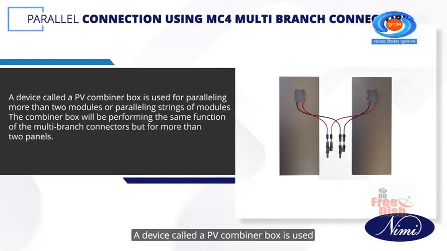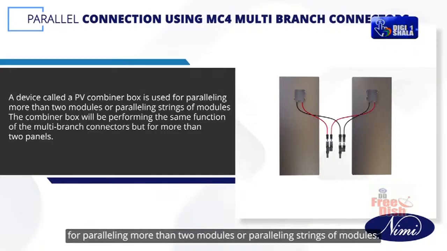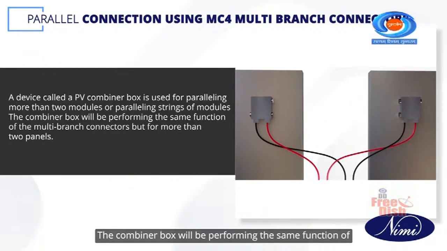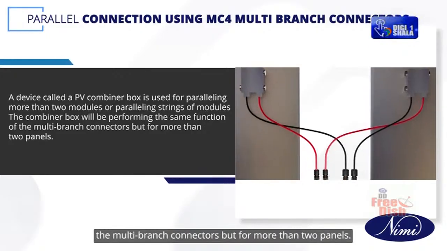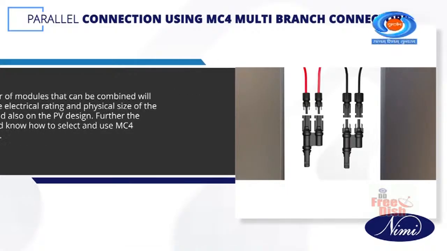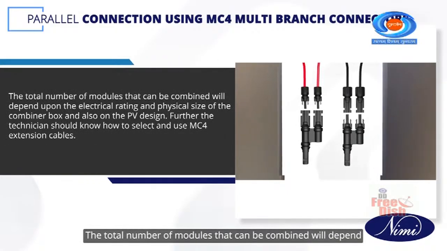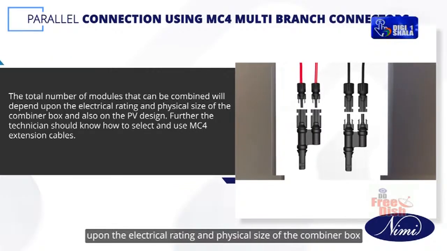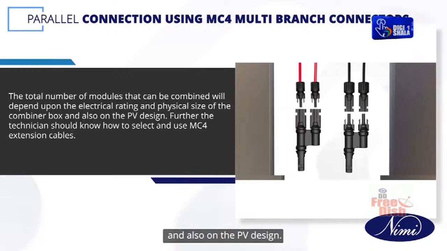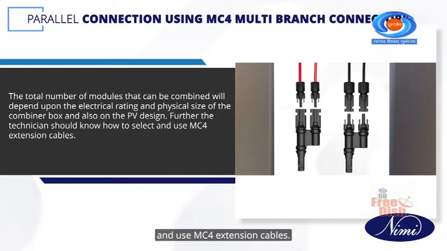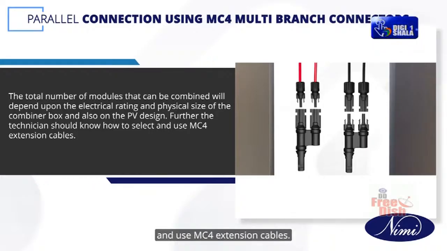A device called a PV combiner box is used for paralleling more than 2 modules or paralleling strings of modules. The combiner box performs the same function as the multi-branch connectors but for more than 2 panels. The total number of modules that can be combined will depend upon the electrical rating and physical size of the combiner box and also on the PV design. Further, the technician should know how to select and use MC4 extension cables.